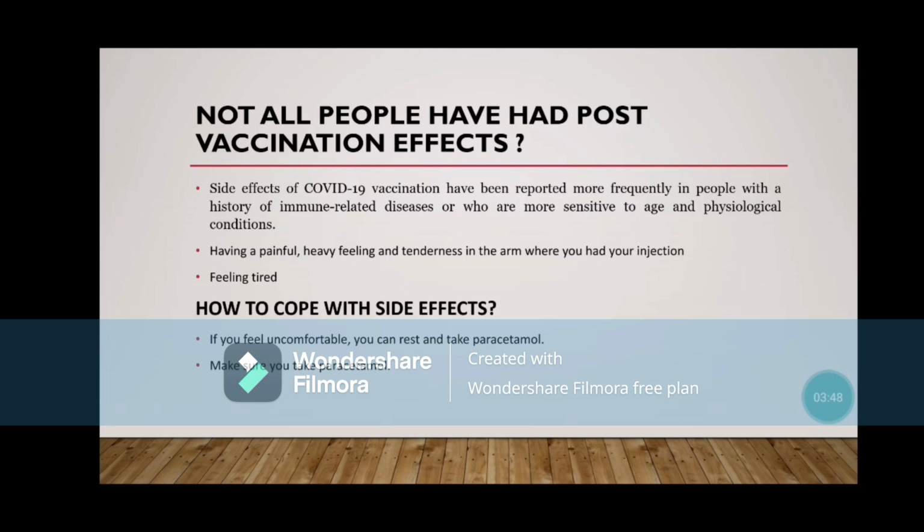Side effects of COVID-19 vaccination have been reported more frequently in people with a history of immune-related diseases, or who are more sensitive to age and physiological conditions. I mean, they have a sensitive body that will get fever, that will get pain at the injection site. Having a painful, heavy feeling and tenderness in the arm where you had your injection. Feeling tired was also a symptom. How to cope with side effects? Mostly, if they felt uncomfortable, they took paracetamol or some sort of painkiller and they took rest.